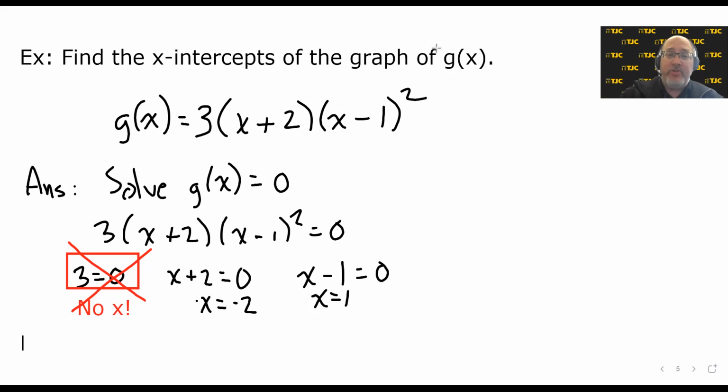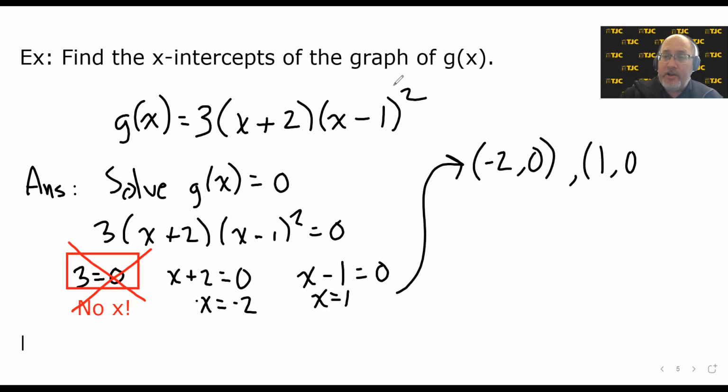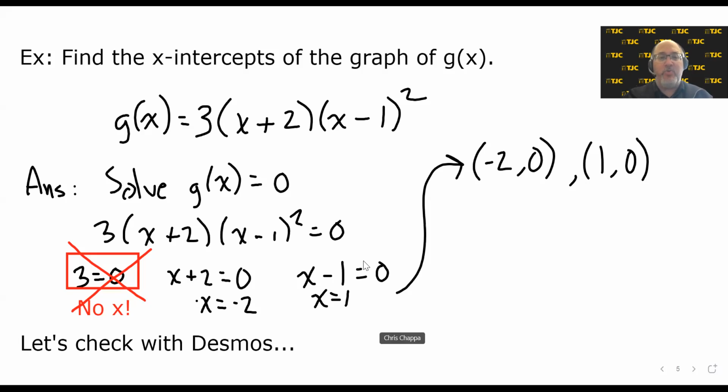Now we do have two x-intercepts. The first x-intercept is -2, 0, and the other x-intercept is at 1, 0. The 0 is just part of being an x-intercept since you don't go up or down to stay on the x-axis. Now we're going to check this one in Desmos as well.